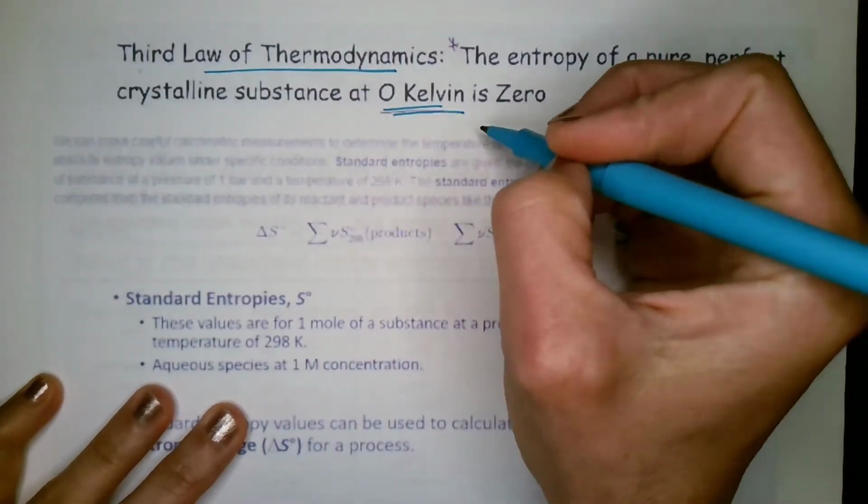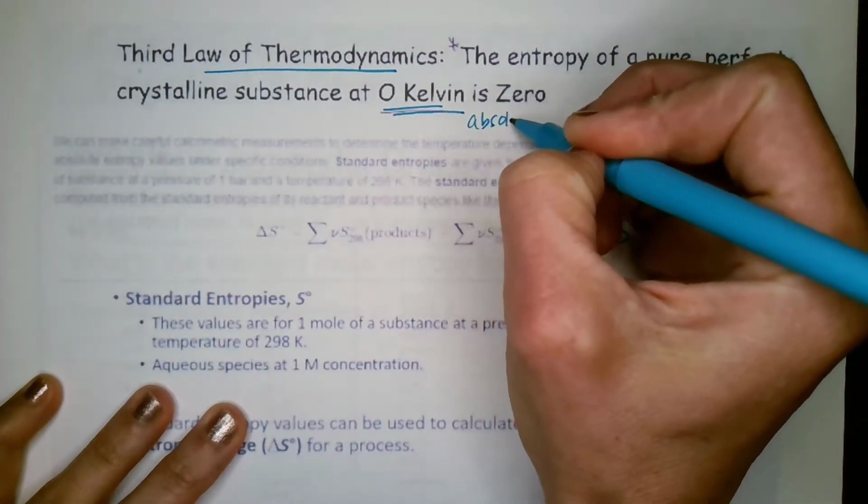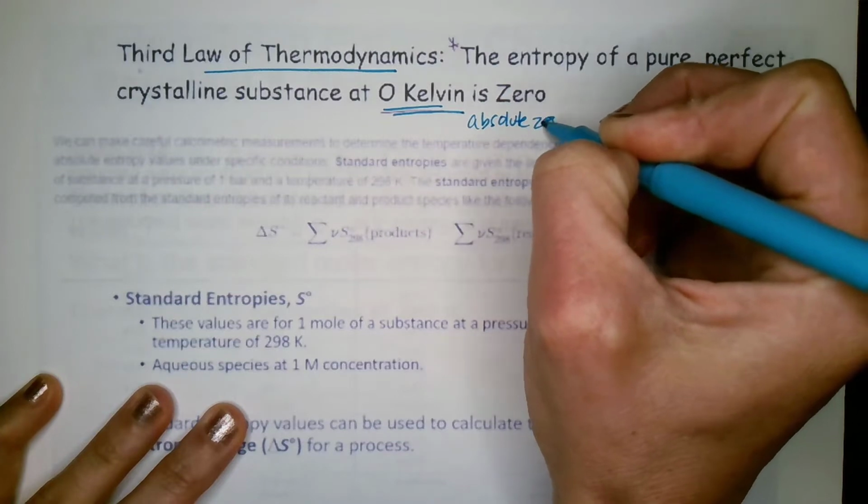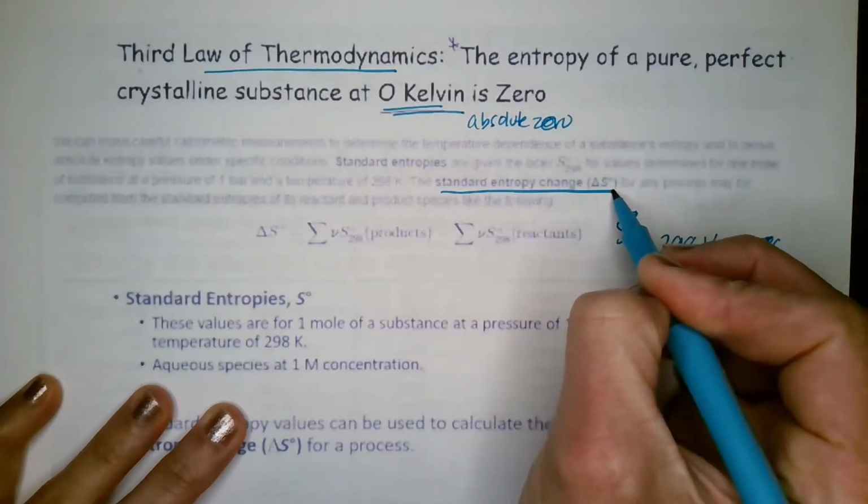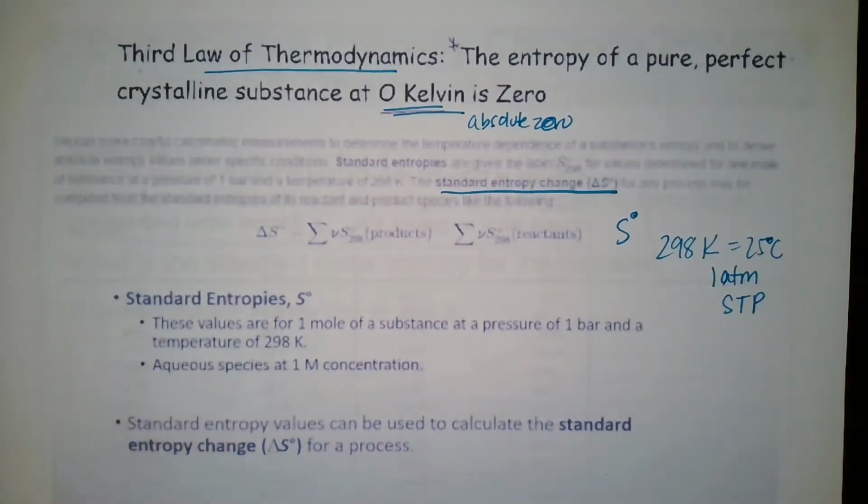So the S sub naught is a standard temperature and pressure value. These values are determined for 1 mole of a substance at 1 atmosphere and 298 Kelvin. What we can do is then compare the entropy change from that pure crystalline substance at 0 Kelvin to the 25 Celsius or the 298 Kelvin species.